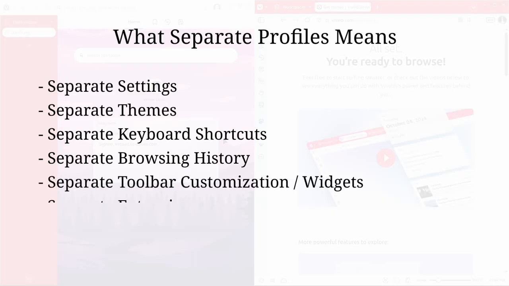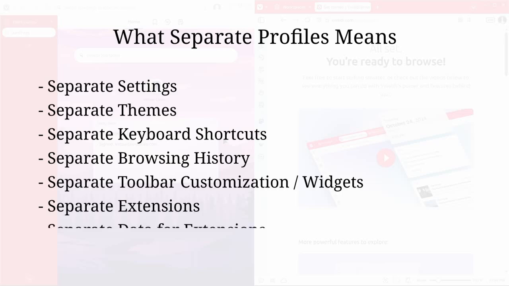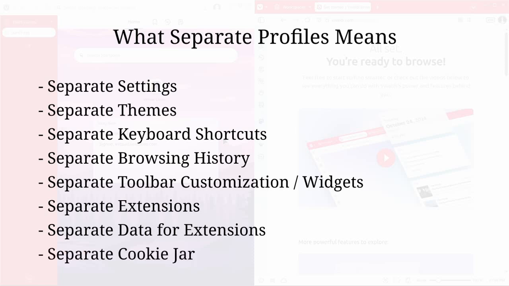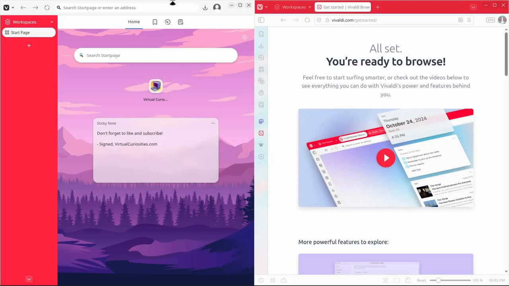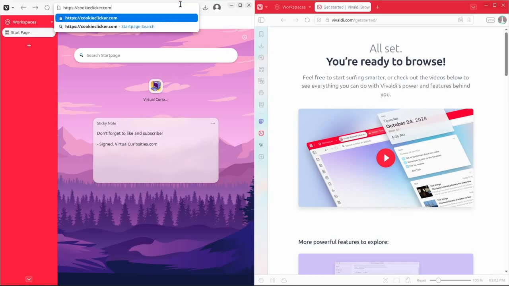Any extensions you installed in the browser are also per profile, and any settings or data that is stored in the browser extension in one profile also won't be available in the second profile. Another important aspect of using multiple profiles is that each profile has a separate cookie jar, which is where the browser stores the cookies it gets from a website. Let's try accessing a website that uses cookies to see how this works.